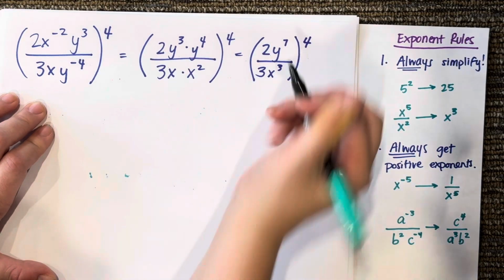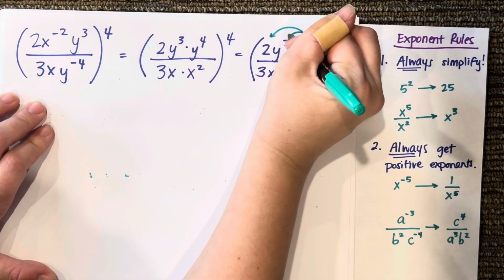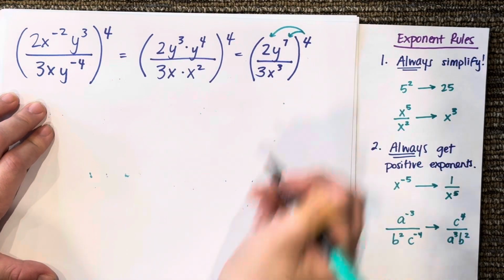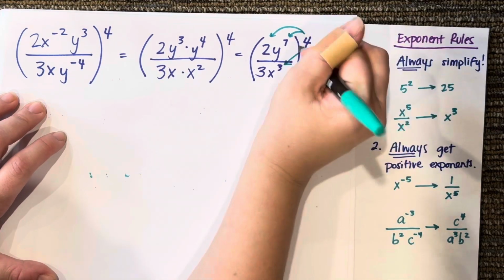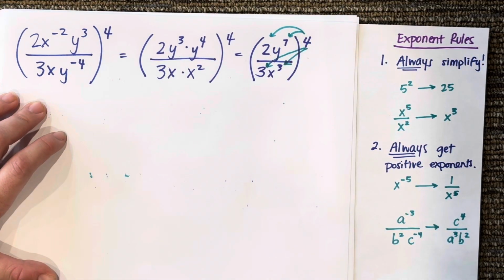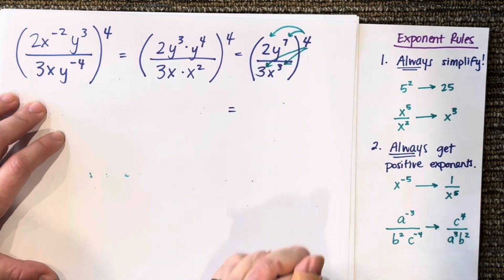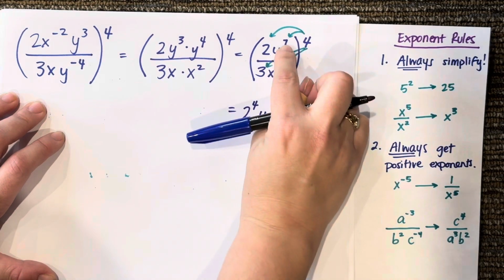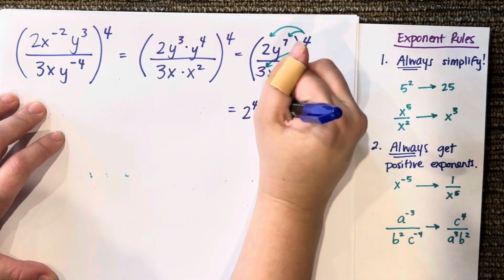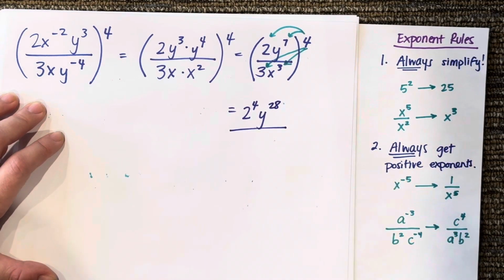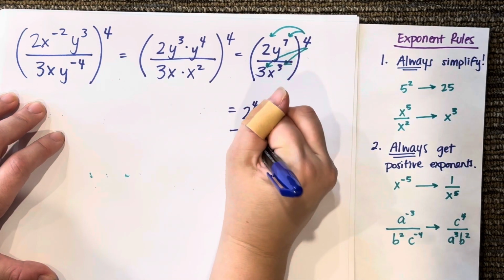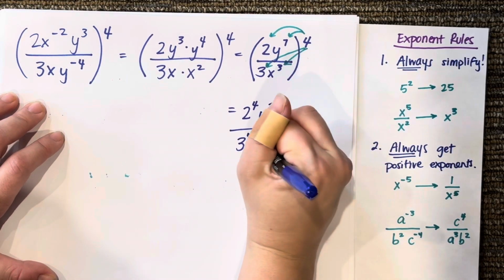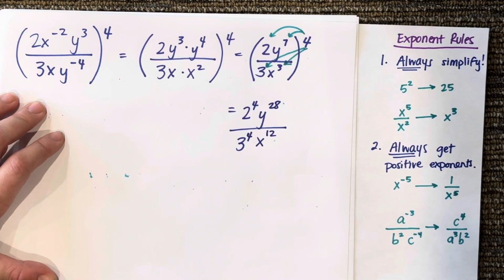Now I can distribute this 4th power. It's going to go to the numerator and everything to the denominator. Okay, it's going to go 4th to there and to there. All right, so my answer is going to be 2 to the 4th power, y to the 7 times 4, so y to the 28th, divided by 3 to the 4th power, and x to the 3 times 4, x to the 12th. Okay?